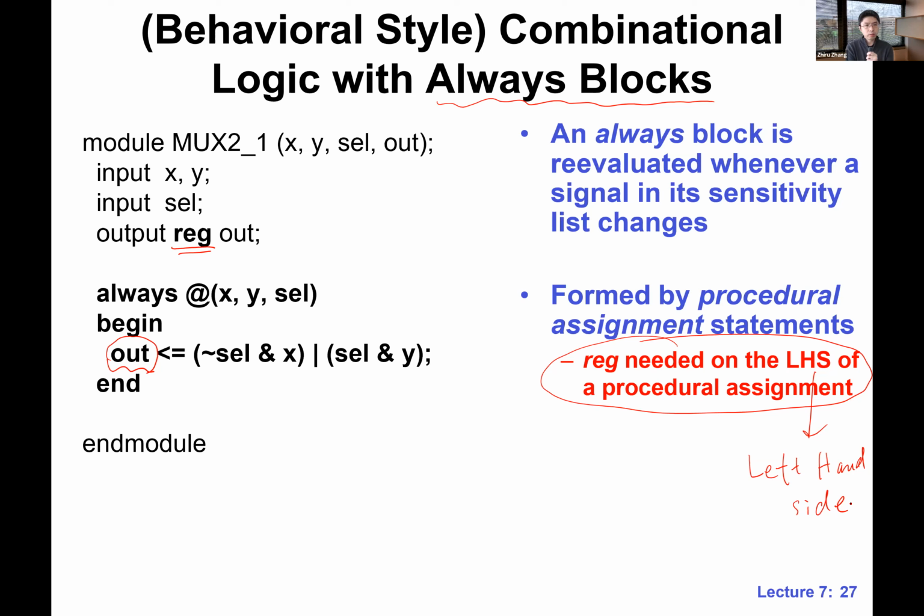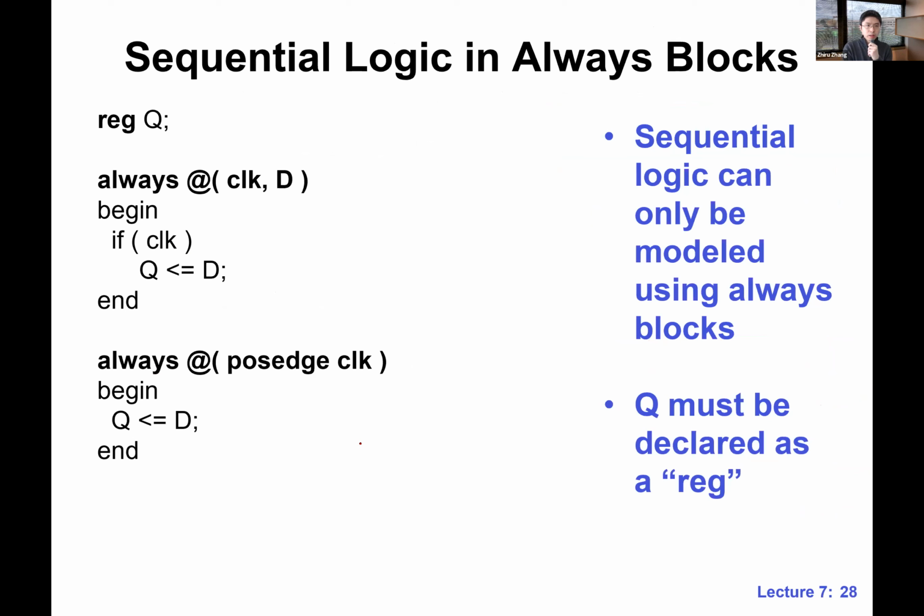Right? Is it clear? Always? In this case, we are using an always block to specify a combinational logic. This is indeed a combinational logic. All right, and we can also use an always block to specify sequential logic.